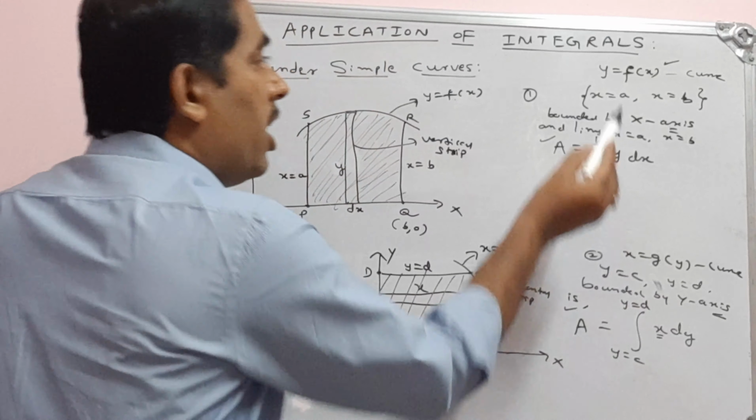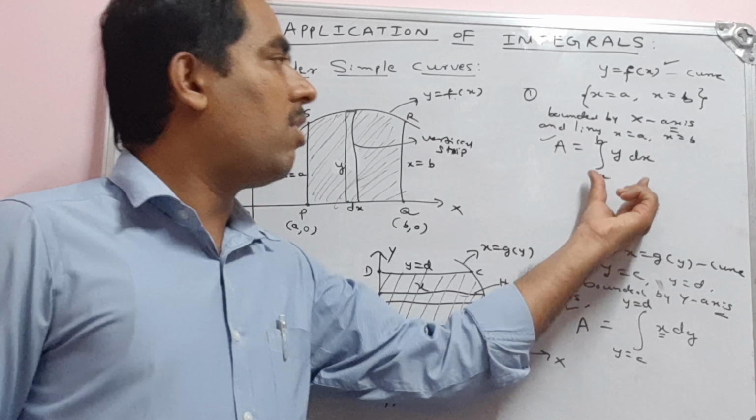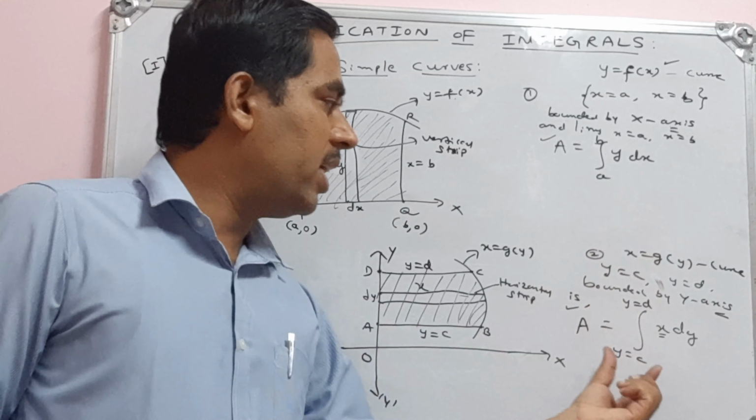If we want to find the area of the curve bounded by the x-axis and the lines, say, x is equal to a to b, then it is the integration of y dx. So here there are two cases. Integration of y dx means bounded by the x-axis. Integration of x dy means bounded by the y-axis. So how can we decide whether it is bounded by the x-axis or the y-axis? We have to draw the rough diagram.